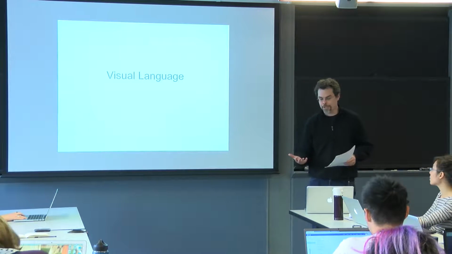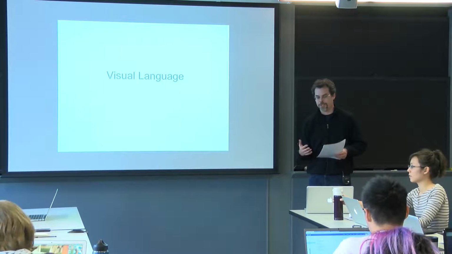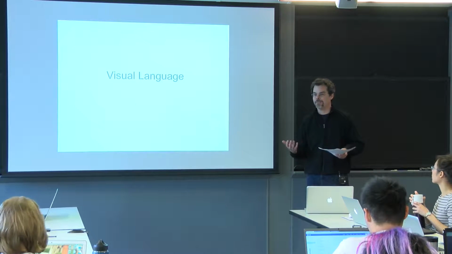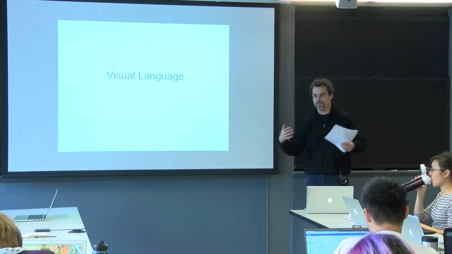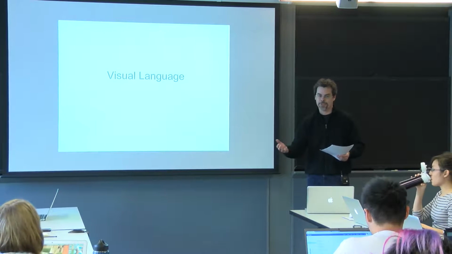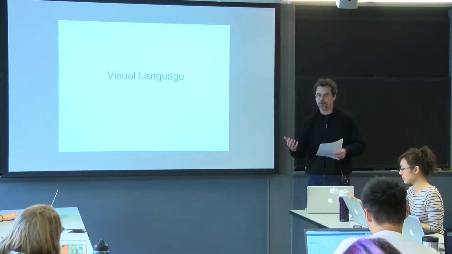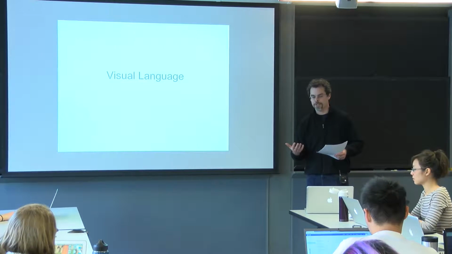Okay, so visual language. What do we mean by visual language? Because it's kind of a contradiction in terms. Sometimes we think of language and the visual as being at odds with each other. We have text, we have speech, and we talk about, oh, we've got to make it visual. So what is a visual language?